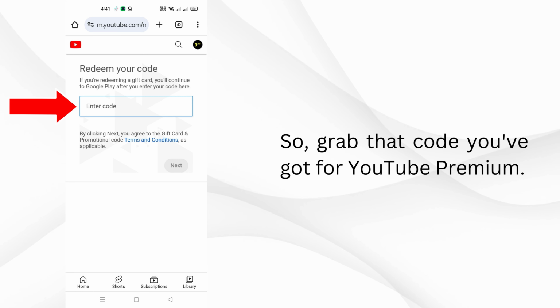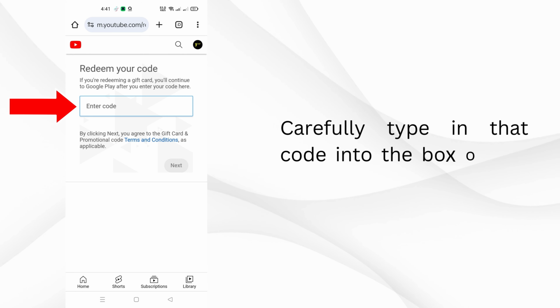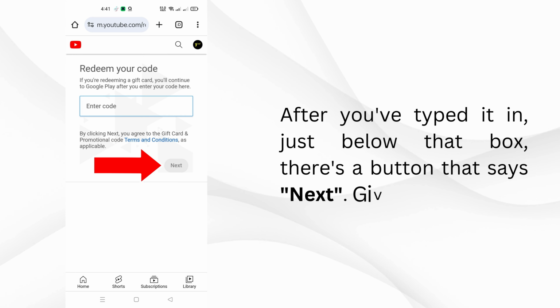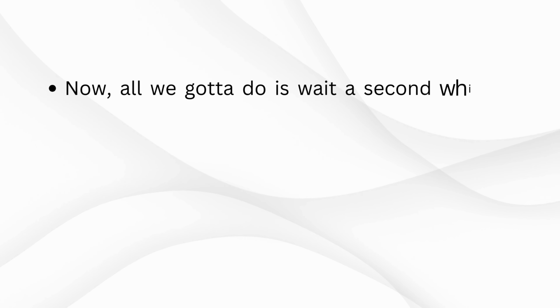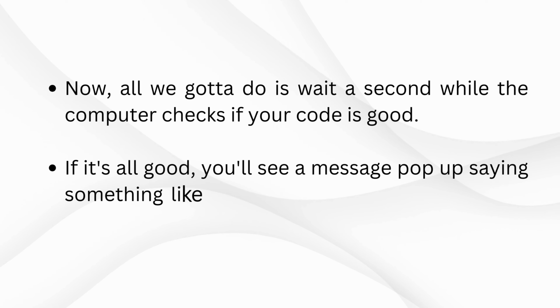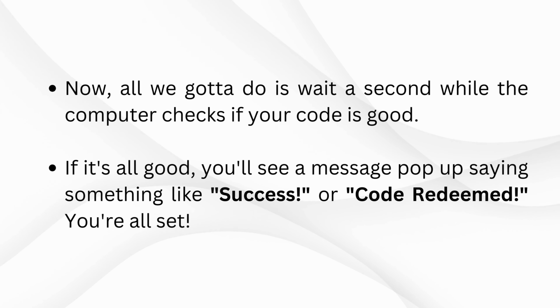So, grab that code you've got for YouTube Premium. Carefully type in that code into the box on the screen. After you've typed it in, just below that box, there's a button that says Next. Give that a click. Now, all we gotta do is wait a second while the computer checks if your code is good. If it's all good, you'll see a message pop up saying something like success or code redeemed. You're all set.